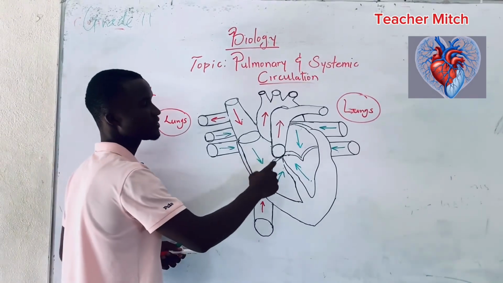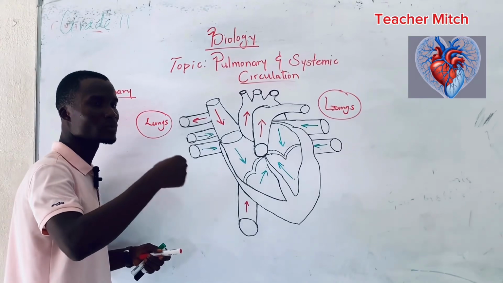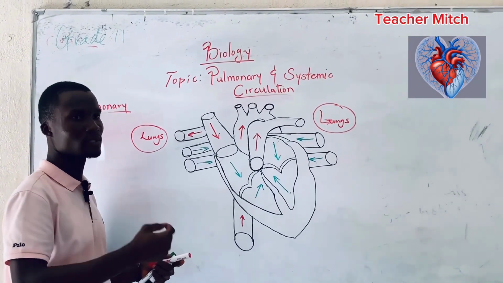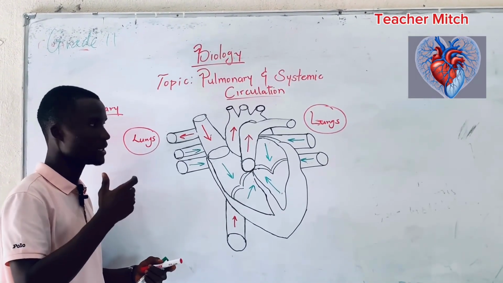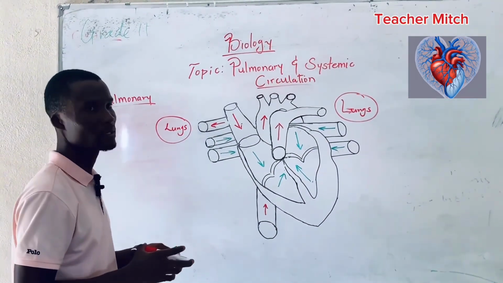So the blood has to go to the lungs to pick up oxygen, so that when it is coming back to go to other parts of the body, it will already contain the oxygen that every other part of the body needs to function properly. So that ends pulmonary circulation.